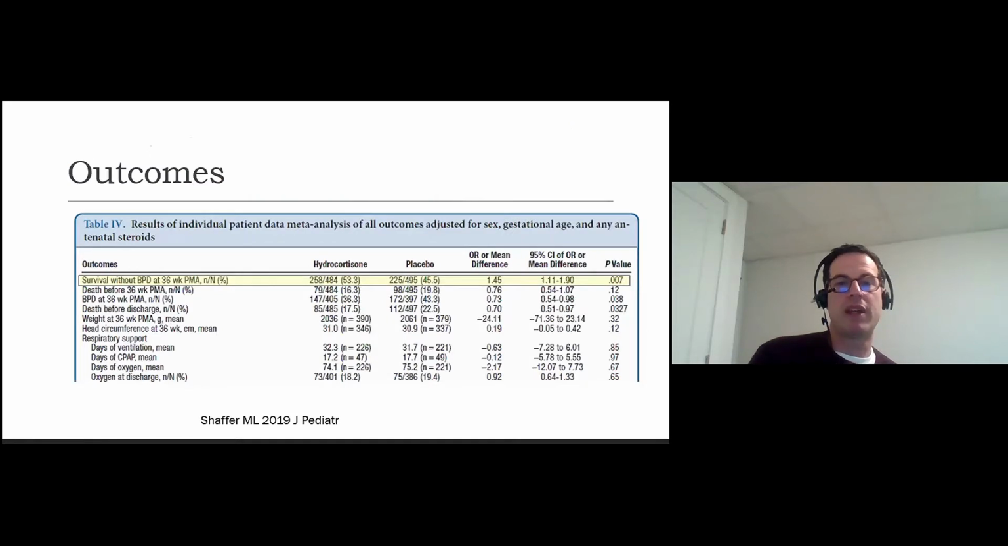And what they found was that the use of prophylactic hydrocortisone did in fact reduce the risk of BPD or death from BPD. So survival without BPD at 36 weeks was 53% in the hydrocortisone group versus 45% in the placebo group. So on the surface, when you see this, you would say, well, that is pretty clear and gives us a pretty clear direction as to what to do.